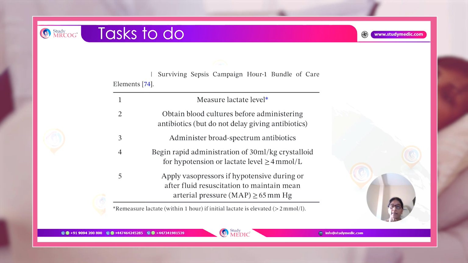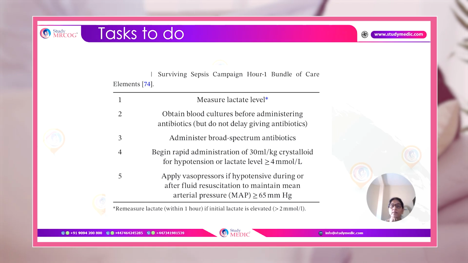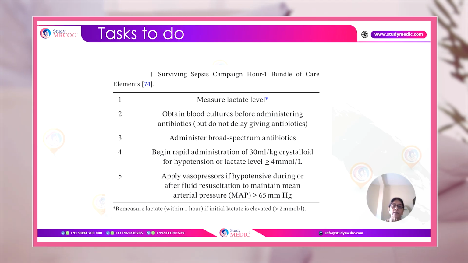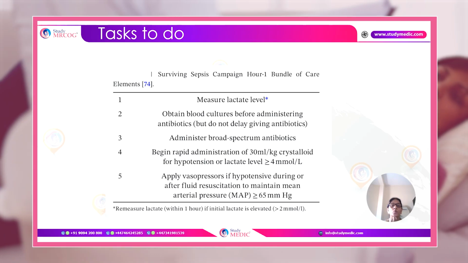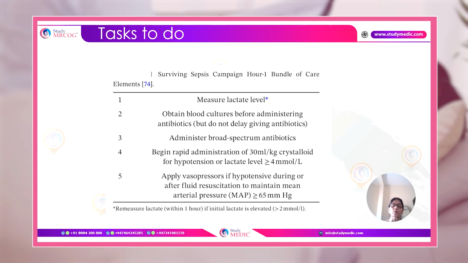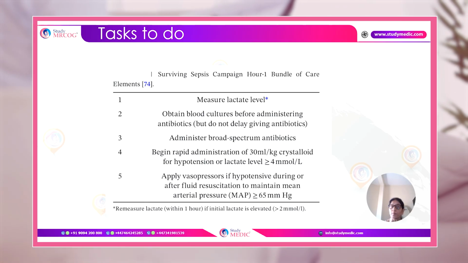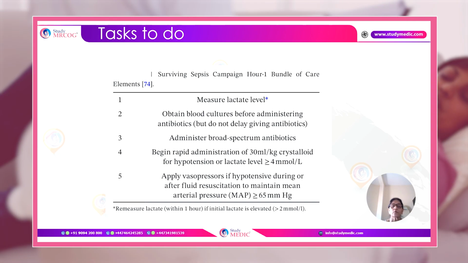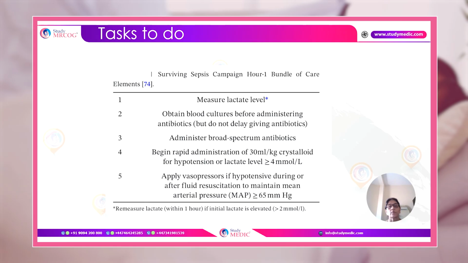You will obtain blood cultures before starting antibiotics, but that does not mean that you will delay antibiotics. Obtain the cultures and immediately start broad spectrum antibiotics. Give IV fluids to maintain perfusion. So 30 ml per kg of crystalloids for hypotension, or if the lactate level is more than or equal to 4 millimoles per liter. Now, vasopressors you will give if there is hypotension during or after fluid resuscitation. Then you will start vasopressors to maintain the mean arterial pressure at more than or equal to 65 millimeters of mercury.